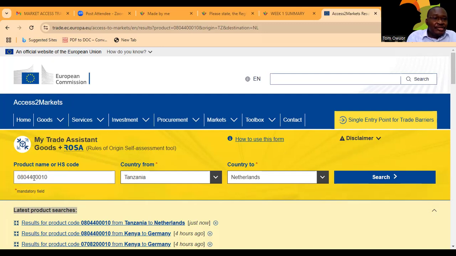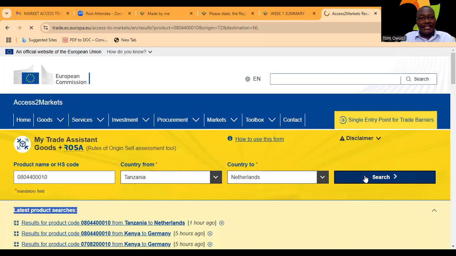So the minute you mention 08044 00010, that basically means we're talking about avocados. We will learn some of these as we proceed with the training. Each and every single product has its own code. Avocado has that. Cashew nut has its own code. Cashew nut, mangoes, every other commodity has a code. So the demonstration here is about avocado, and this is avocado from Tanzania into the Netherlands.